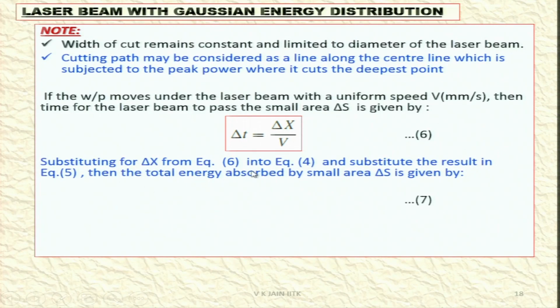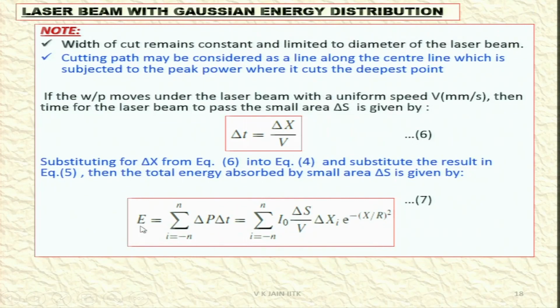Substituting for delta x from equation 6 into equation 4 already shown to you, and substituting the result in equation 5, the total energy absorbed by small area delta S is given by E, where E is the energy, delta P is the power, delta t is the time. E is the integral from minus infinity to plus infinity of I0 times delta S over v times delta x times e^(-(x/r)²).